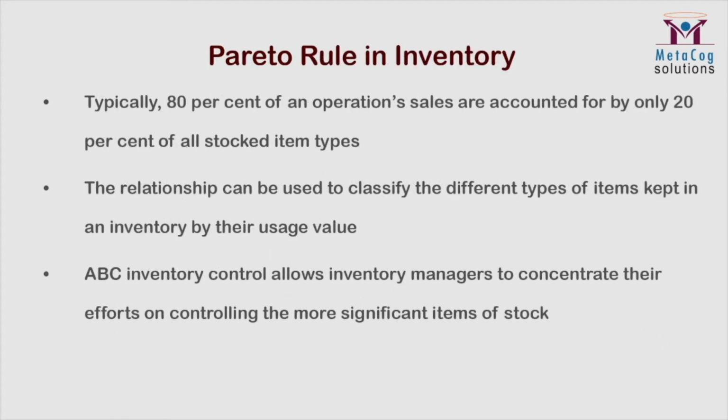Pareto rule in inventory. Let us now explore how the Pareto rule is applicable in the case of inventory. Typically, 80% of an operation's sales are accounted for by only 20% of all stocked item types. This relationship can be used to classify the different types of items kept in an inventory by their usage value. This is also called ABC analysis or ABC stock control. ABC inventory control allows inventory managers to concentrate their efforts on controlling the more significant items of stock.